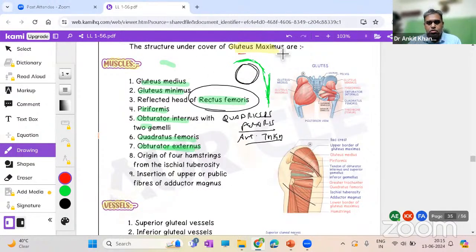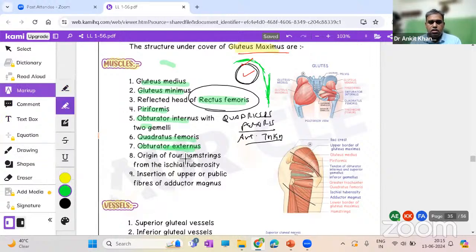So we know that deep to gluteus maximus, we will have this joint. So we have this muscle as well. Just in a way, I'm going to tell you a bit in detail. Then you have the origin of the hamstrings from the ischial tuberosity. You have basically the ischial tuberosity deep to the gluteus maximus. The ischial tuberosity will give rise to the hamstrings. So the origin of hamstrings will be there. Insertion of some adductor magnus.